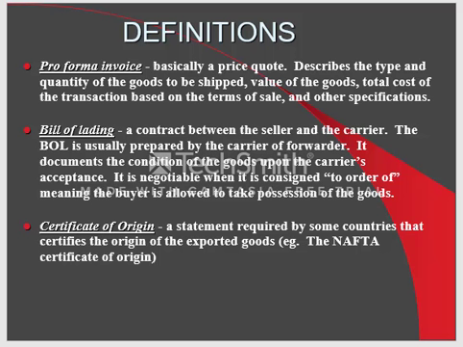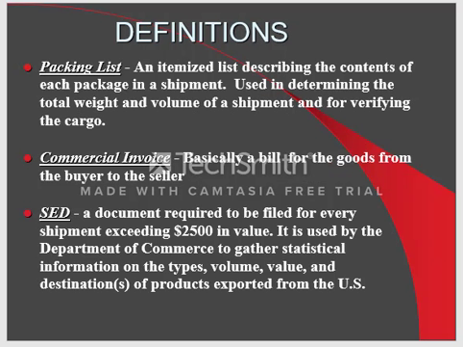It is a statement required by some countries that certifies the origin of the exported goods. For example, the NAFTA certificate of origin. And packing list is an itemized list describing the contents of each package in a shipment. These are used in determining the total weight and volume of a shipment and for verifying the cargo.